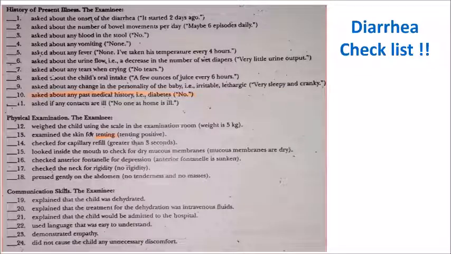The examinee asked about the onset of the diarrhea. That means the surrogate is not giving marks here, rather the checklist is monitored by the surrogate themselves. So if the examinee asks the question, then the surrogate gives 1 check mark. But your OSCE exam is actually observed by the examiner. It is not the surrogate. The examiner will have the checklist in their hand.